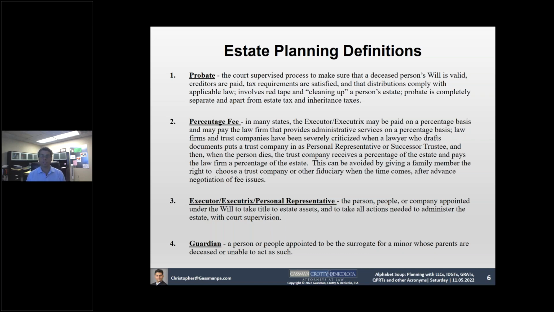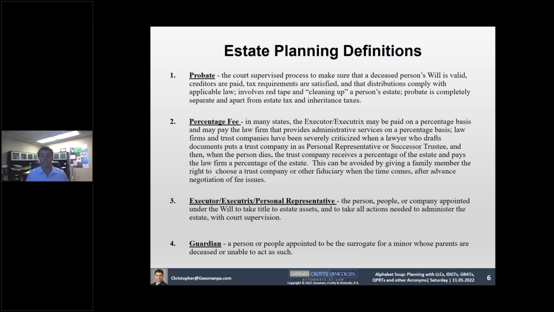Well, what probate really means is a court process whereby a deceased person's individual assets are marshaled, the deceased person's will is deposited, creditors are paid, tax requirements are satisfied, and distributions are made in accordance with the decedent's will. It does involve court intervention, which is why you see a lot of literature out there suggesting to avoid the probate process. This is completely apart from estate tax and inheritance taxes, and it is a state law process that is used to help marshal a decedent's assets and assure that they are paid out in accordance with the law and the decedent's documents.